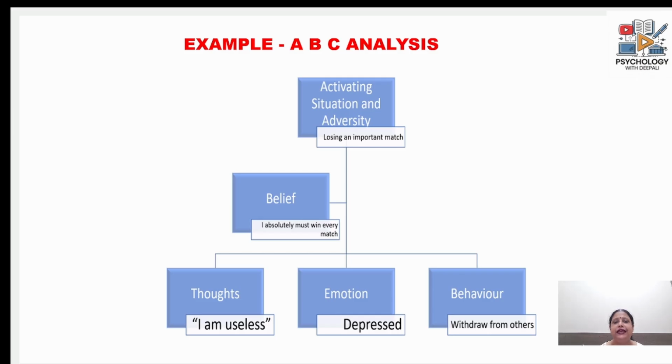So an example of the ABC analysis would be, let us take the example of a person who has lost an important match in sports. And that is the activating event or the adversity, which leads to beliefs like, I absolutely must win every match. This is his belief system pre-existing even before he played the match. Now, because he has lost the match and his belief system says that I have to absolutely win every match, the consequence therefore will be he will have thoughts like, I'm useless. He will have emotions of depression or anxiety, and he will have behavior symptoms like withdrawing from others because he feels he's a failure. He has not done well by losing this match.